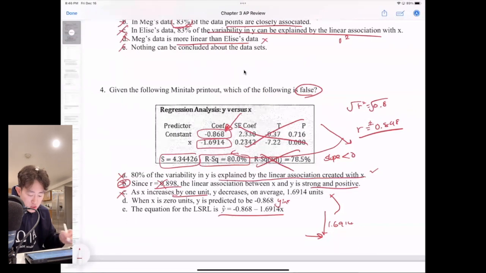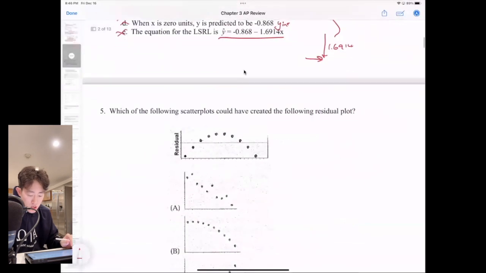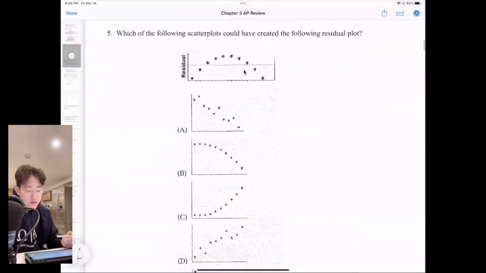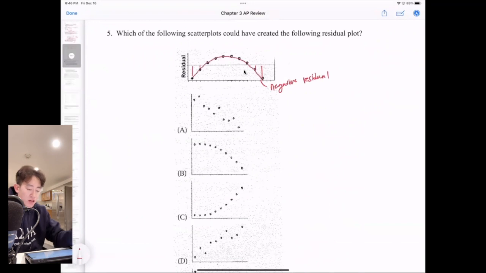And putting those two together would be E, so the answer here would be B. Which of the following scatter plots could have created the following residual plots? So look at the residuals in the beginning and look at the residuals at the end. They're both giving you a negative residual. And it seems like there's a pattern for the residuals.